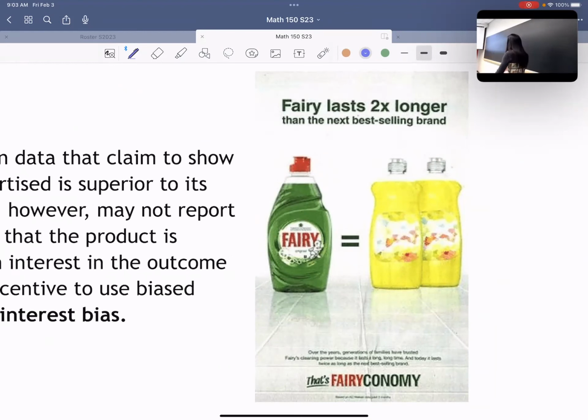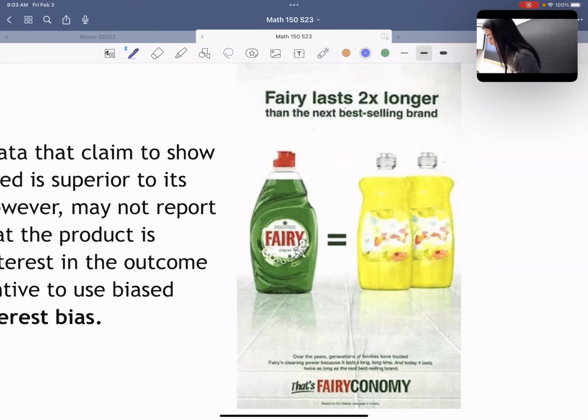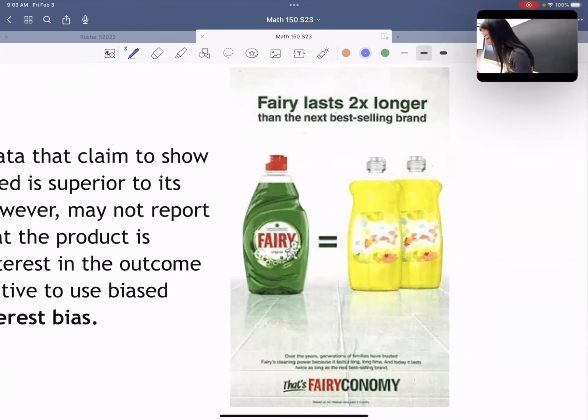paper towels usually do this. Even dish soap uses this, and there's this brand called Fairy. I don't even think this is a real brand, but they literally have this thing where they say they did the sample and they said, okay, 1 bottle of Fairy equals 2 bottles of the generic brand, right? Well, this doesn't really help us learn anything because it doesn't even tell us what they're comparing, right?